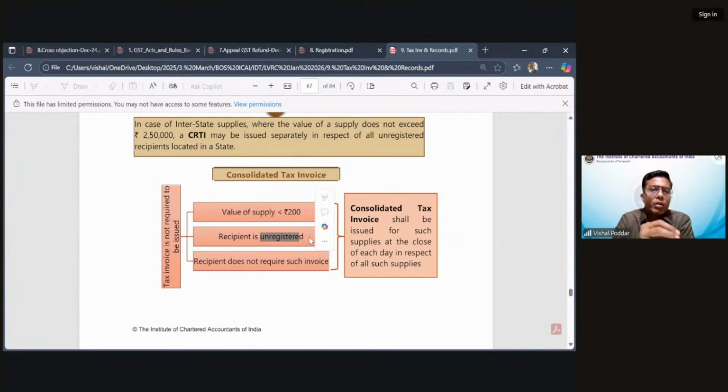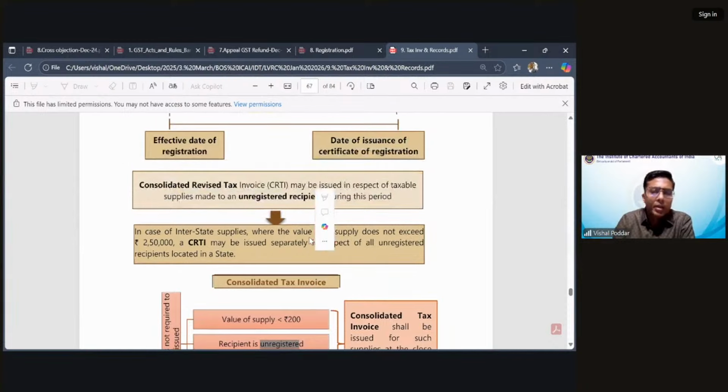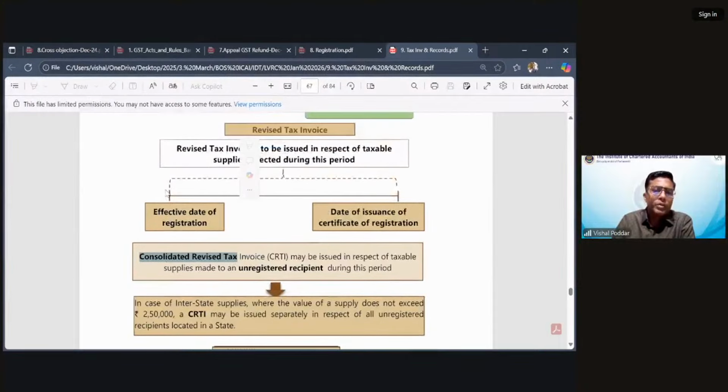For all such small transactions, at the end of the day, you can collectively prepare one single invoice, which will be called the consolidated tax invoice. Now, once you have understood the consolidated tax invoice, on these lines you will understand what a consolidated revised tax invoice is. Firstly, what was a revised tax invoice?